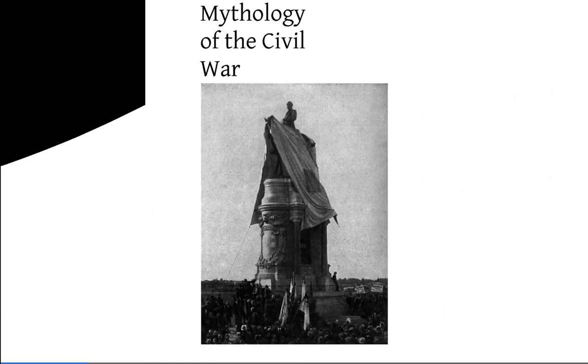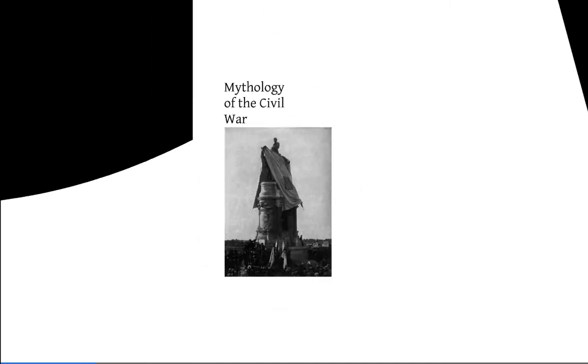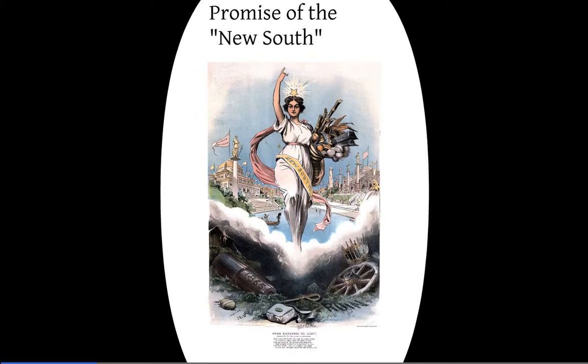Now, what was the Lost Cause? Well, it's this mythology of the Civil War. This image from your book of the unveiling of the statue, the monument to Robert E. Lee in Virginia, demonstrates this glorification of the Civil War and of the Old South that remained, even as Southerners were embracing the promise of a New South.